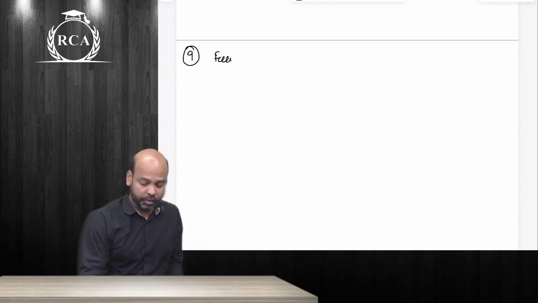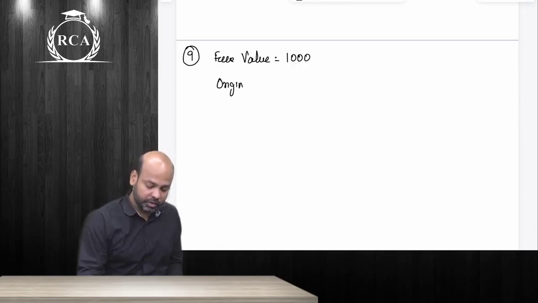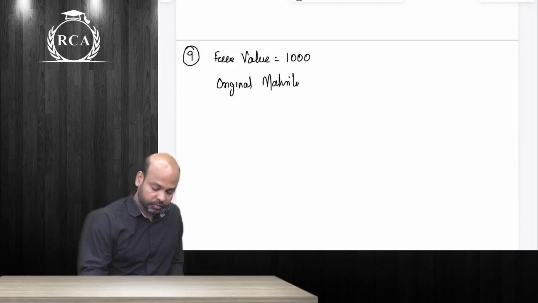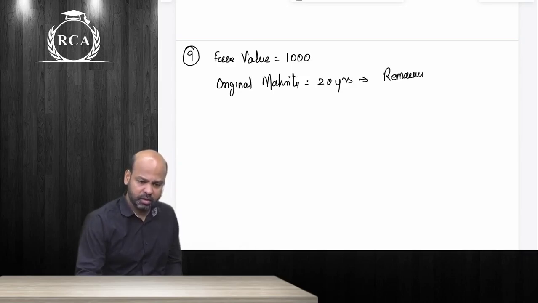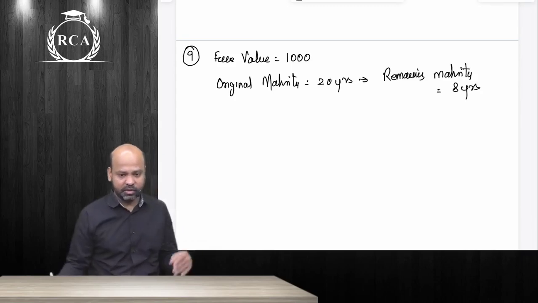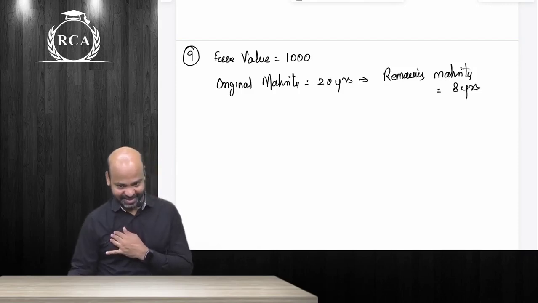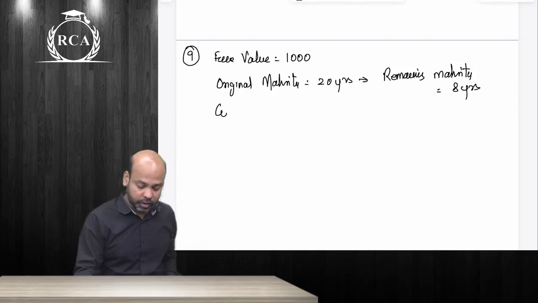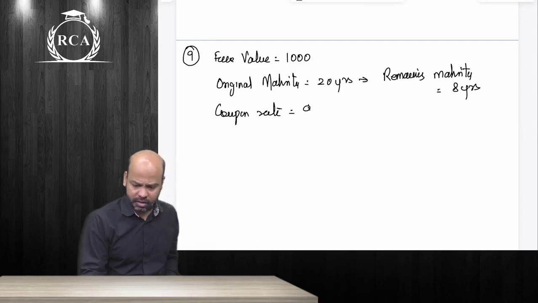Write all the given details properly. Face value is 1000. Original maturity was 20 years, but remaining maturity is 8 years. What is your coupon rate? Coupon rate is 9.5%, so your annual coupon amount will be 95 rupees.